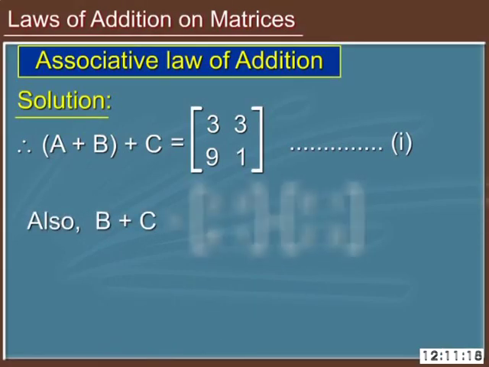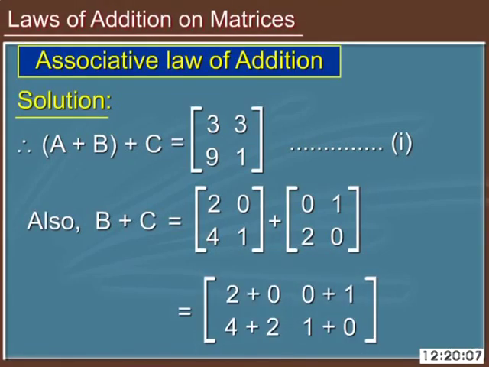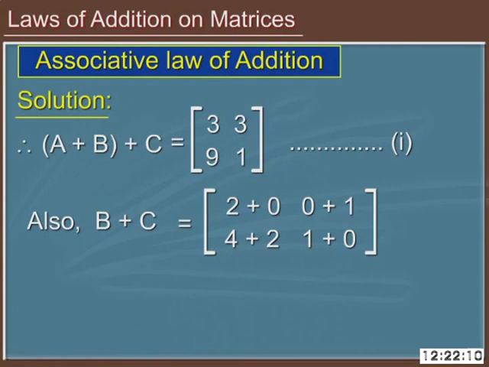Also, B plus C is equal to matrix B plus matrix C, which is equal to a square matrix of order 2 having first row elements as 2 plus 0 and 0 plus 1, second row elements as 4 plus 2 and 1 plus 0. This is equal to a square matrix of order 2 having first row elements as 2 and 1, second row elements as 6 and 1.